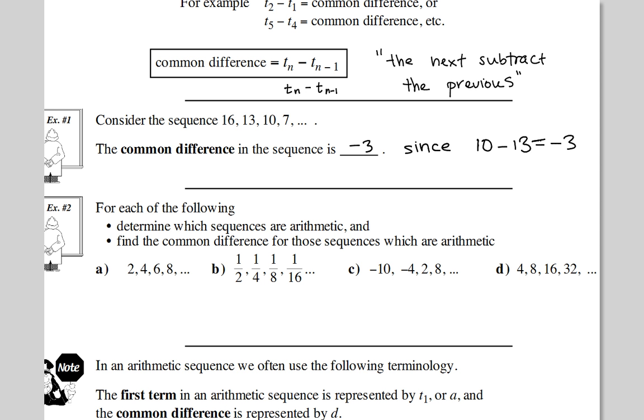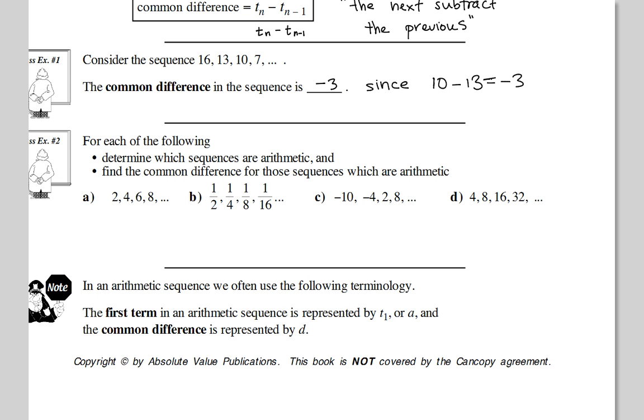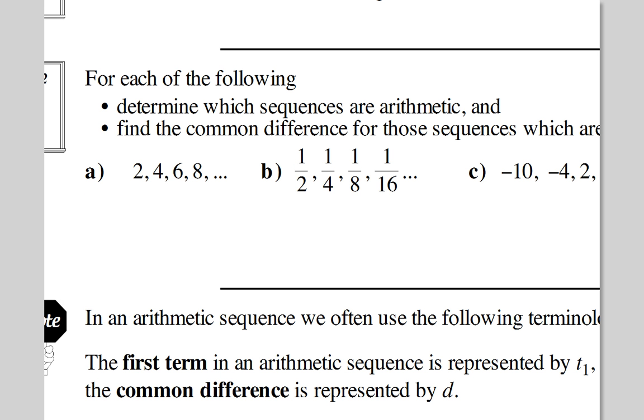Pretty basic, hey? And it is very basic at first. It only gets weird when you have to find random term numbers, like really large term numbers where it's not the first 5 or 6 terms. For each of the following, determine whether it is arithmetic and find the common difference for those sequences which are arithmetic. So this one's arithmetic, for sure it is. What's it going up by? Okay, so D equals 2.